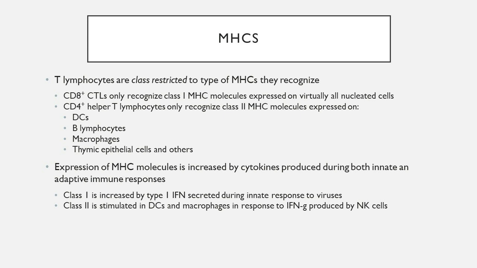Now, the expression of MHC molecules are increased by cytokines produced during the innate and also adaptive immune responses. So, for instance, type 1 interferons secreted during the infection of viruses appropriately help express class 1 MHCs. Again, CD8 plus cells are the primary fighters against viruses. And then class 2 MHCs are stimulated by dendritic cells and macrophages in response to IFN gamma, for instance, produced by natural killer cells.